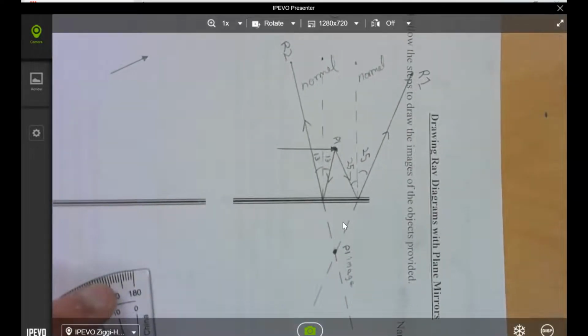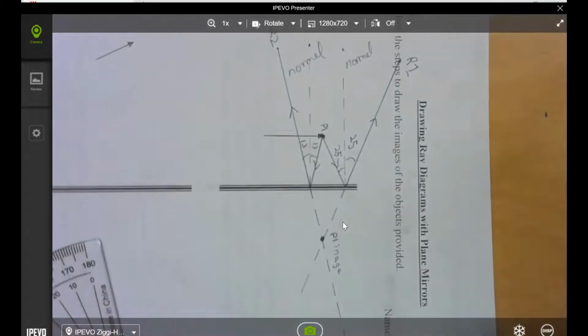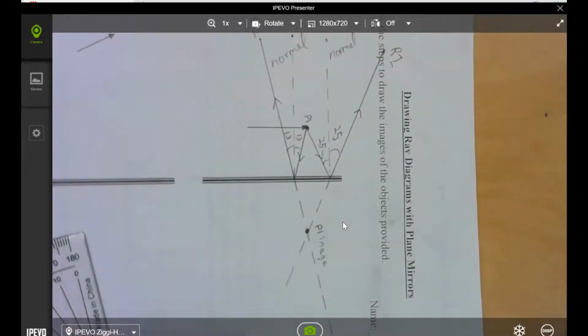Right? Does that look about right? Is that, do you think, where that point is? That's where the image is formed? Let's just check.